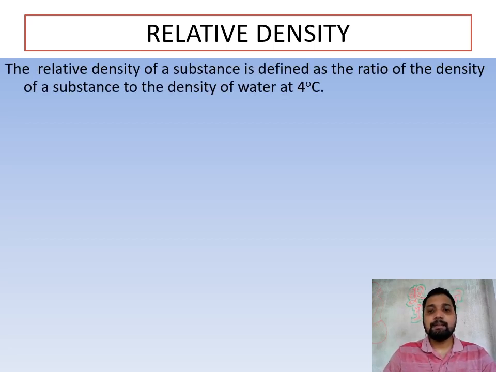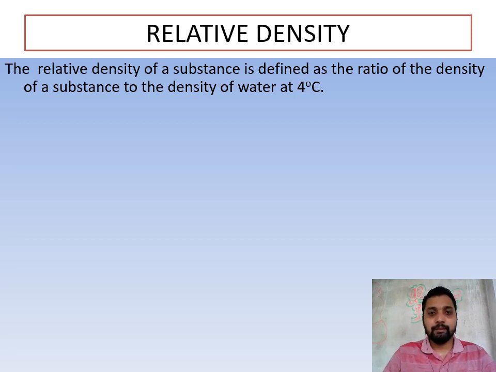Relative density is a ratio between density of a substance to density of water at 4 degrees Celsius. Means how much time it is heavier or lighter than water, that we are going to discuss here. We will take the ratio. When we will take the ratio, by this we will be able to know it is denser or more denser or less denser than water. So why we have taken 4 degrees Celsius? Why not any other temperature?